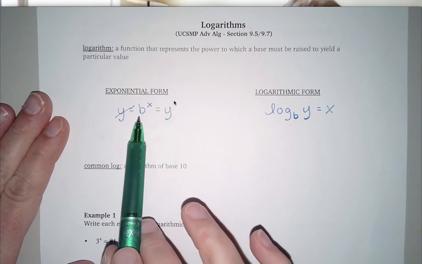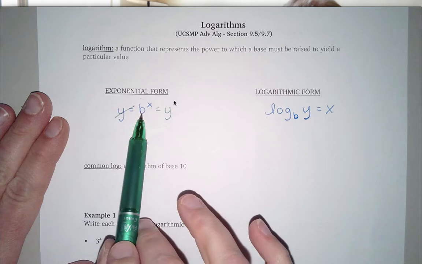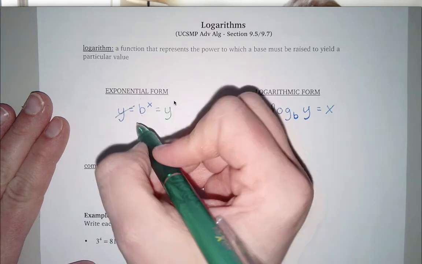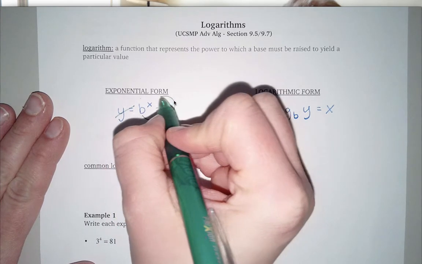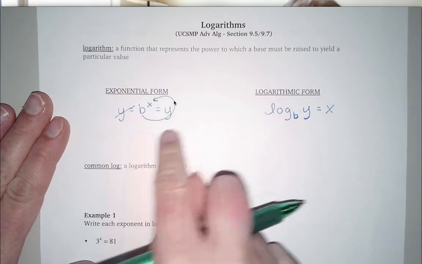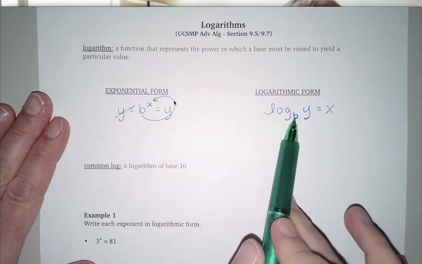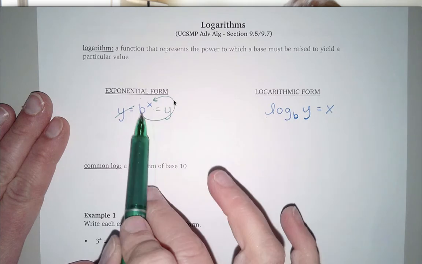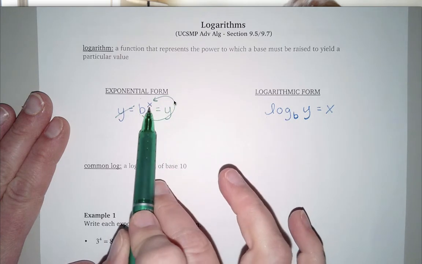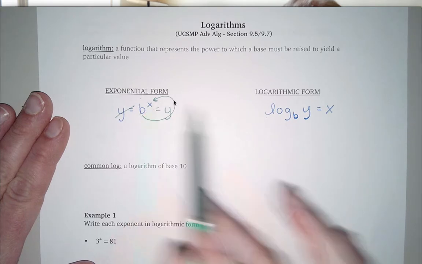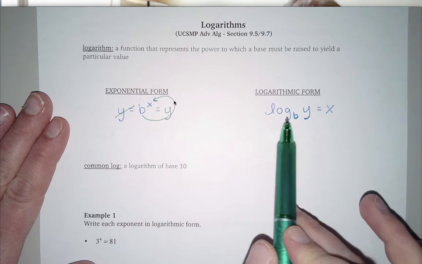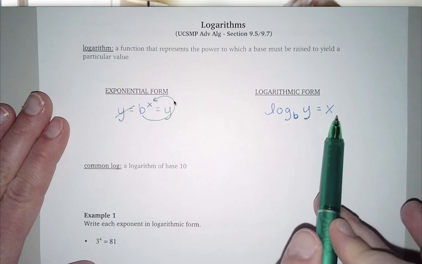When I go to write that in log form, I start here and I go log base b of y equals x. See that kind of circular motion there? Log base b of y equals x. So I'm kind of moving in this direction and always ending at the exponent because that's the important part of a logarithm, is that a logarithm is really equal to an exponent.